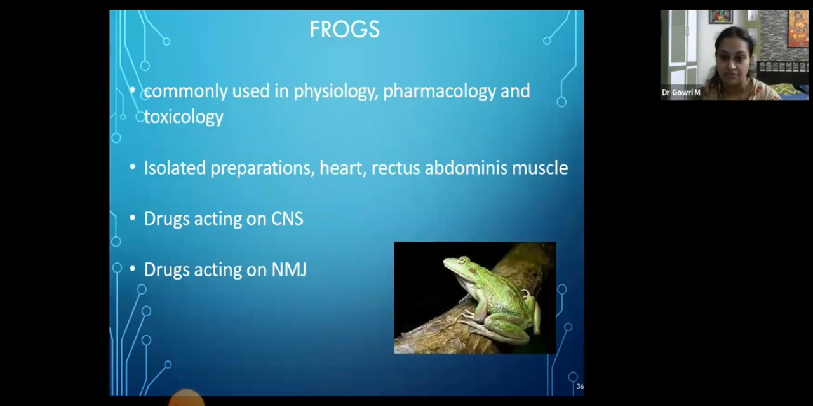Next, frogs. Now usage of frogs is actually banned. Just understand, usually we don't use frogs for any studies now, but understand its utility. Commonly used in physiology, pharmacology, and toxicology. Isolated preparations, heart, rectus abdominis muscles, such studies with frogs are a better option. Drugs acting on CNS, NMJ, so neuromuscular junction, that is NMJ. Such studies we preferred frogs, but now it is ethically not allowed.